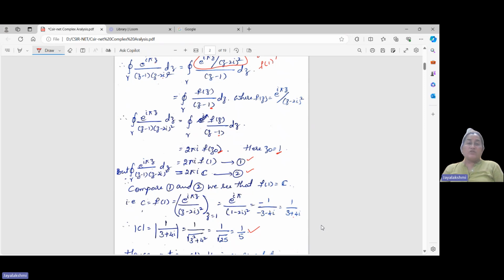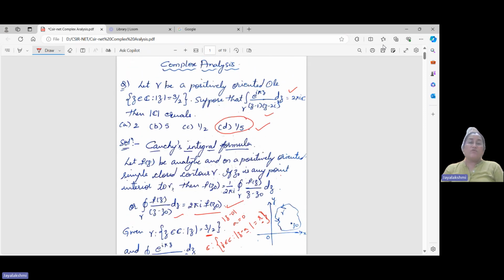But according to the question, we are supposed to find the value of mod c, the absolute value of c. So the absolute value of c is equal to 1 by square root of 3 square plus 4 square. This is equal to 1 by root 25, which is equal to 1 by 5. And this is our solution. If we check this against the options given in the question, option D shows the right answer. Therefore, option D is the right answer.